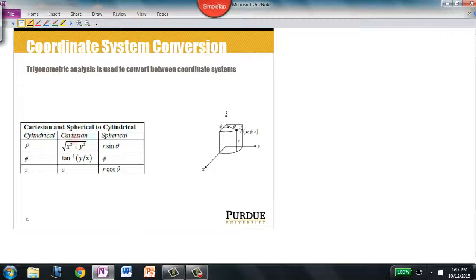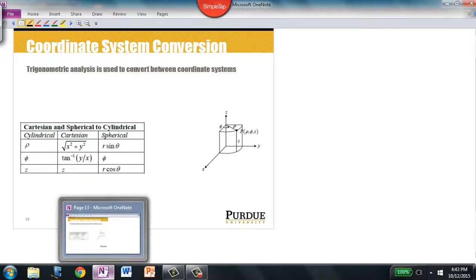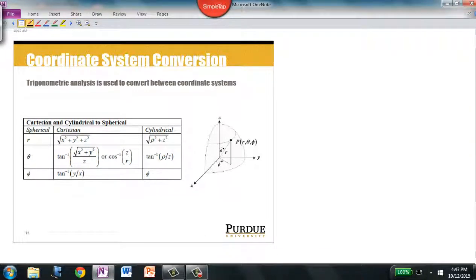Here we've got Cartesian and spherical to cylindrical conversions. In Cartesian, you take the square root of x squared plus y squared, that gives you rho in cylindrical. You take the inverse tangent of y over x, that gives you phi in cylindrical. And again, no conversion is needed for the height variable. Spherical to cylindrical, r sine theta gives you rho. Phi and phi are the same, and r cosine theta gives you z in the cylindrical coordinate system.